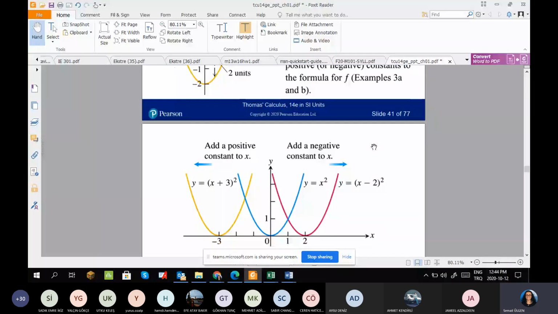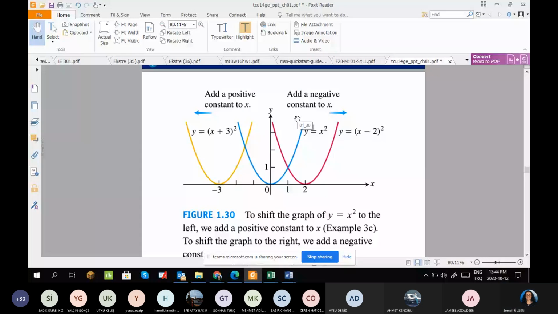Similarly, we talked about shifting to the right or to the left. We have this blue one, which is our original y equals x squared function that we learned at the beginning of this class last week. If you subtract 2 from x, you get the pink graph. You shift the blue graph to the right by 2 units. But if you add 3 to x, you shift the blue graph to the left by 3 units. This is true for any function. It's not just parabolas. Any function works the same way.